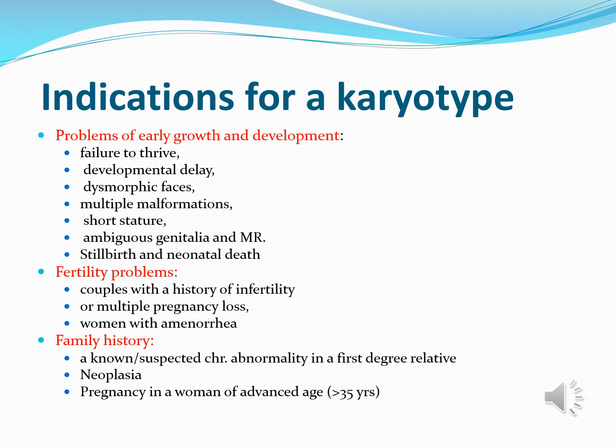Additional indications include fertility problems, couples with infertility or multiple pregnancy losses, and women with primary or secondary amenorrhea. Family history is another indication, if a first-degree relative has a known or suspected chromosomal abnormality. Neoplasia: many cancers acquire specific chromosomal changes that guide diagnosis and treatment. Finally, pregnancy in a woman of advanced maternal age, typically over 35 years, is a standard indication for prenatal karyotyping.